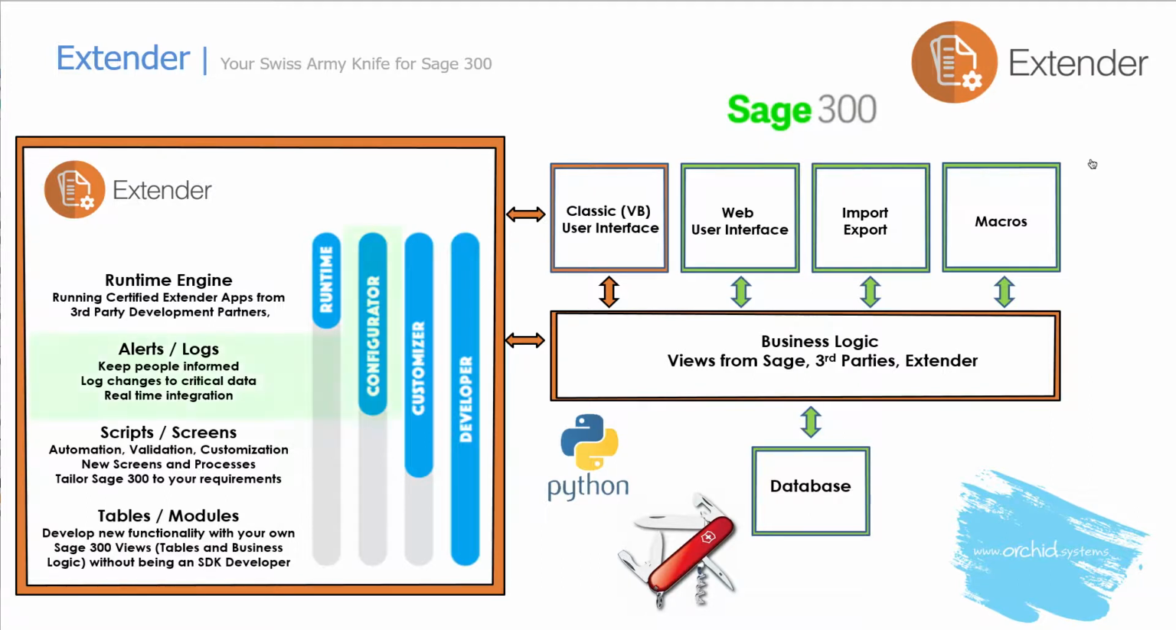With the Configurator edition, you can configure alerts and logging to keep people informed, so log changes to critical data as it's changed, and/or call programs in real time for systems integration. The Customizer allows you to deploy Extender scripts, which can be screens, automations, validations, customizations, or process automation. And finally, the Developer Edition includes the ability to create tables in the Sage 300 company database.